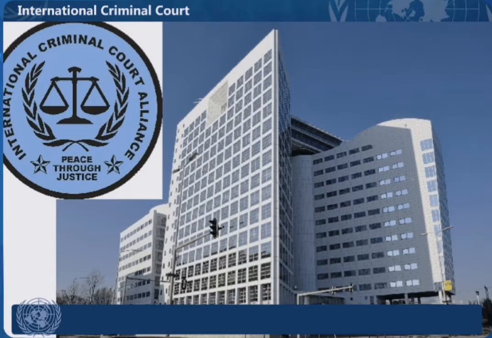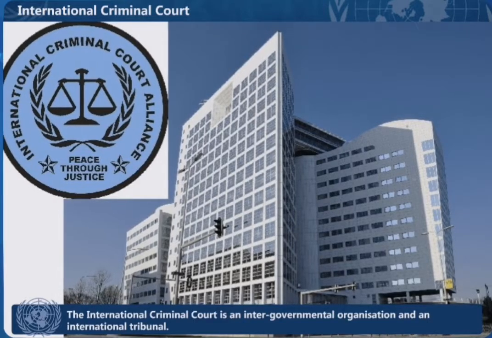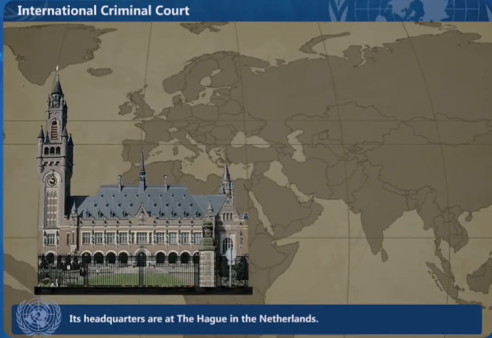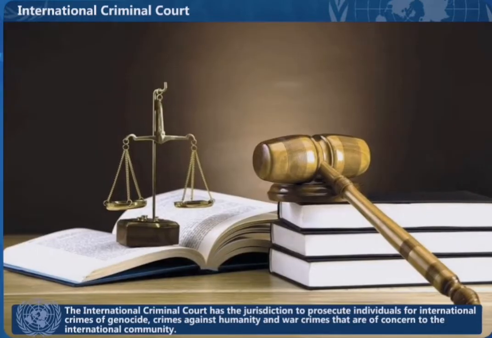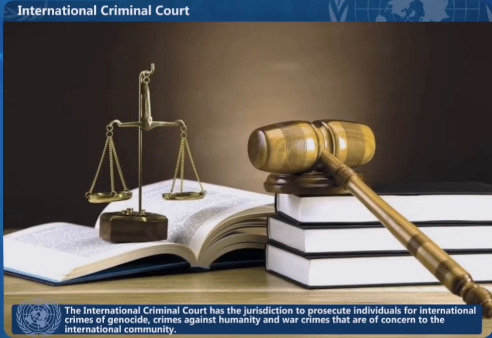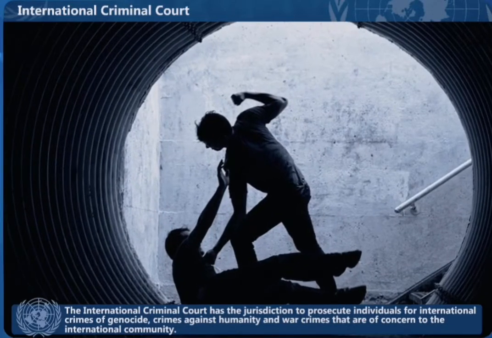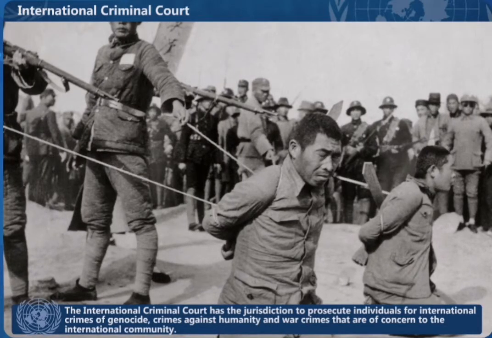International Criminal Court. The International Criminal Court is an intergovernmental organization and an international tribunal. Its headquarters are at The Hague in the Netherlands. The International Criminal Court has the jurisdiction to prosecute individuals for international crimes of genocide, crimes against humanity, and war crimes that are of concern to the international community.